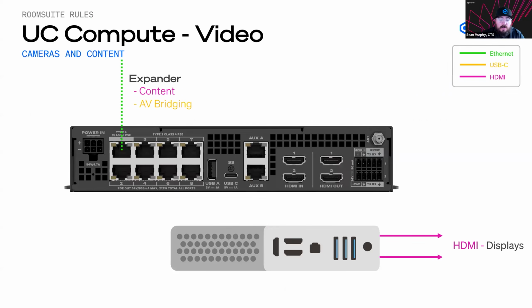So we have our network connection to our expander that supports content and AV bridging. The compute connects directly to the displays. And then we have AV bridging for the compute through the RMP 100. And the RMP 100 outputs HDMI to the PC for content.